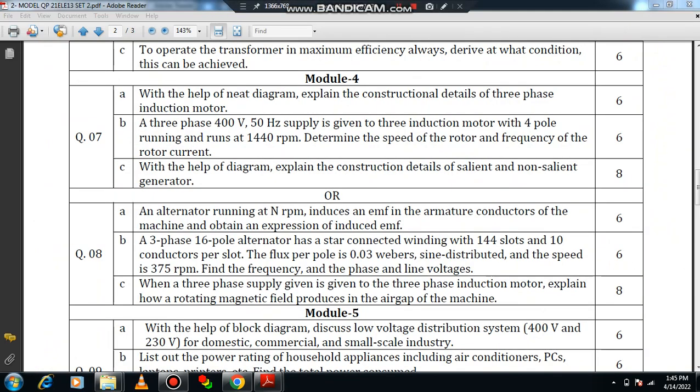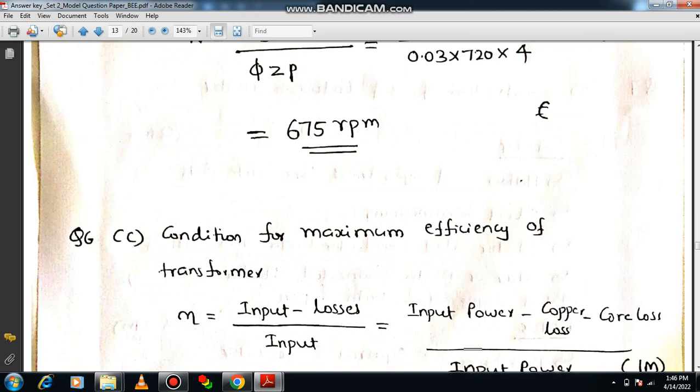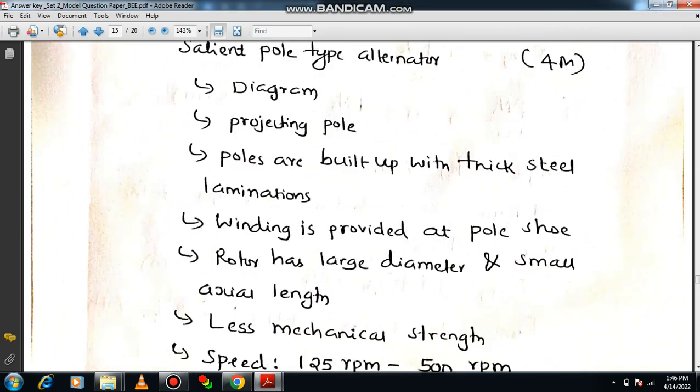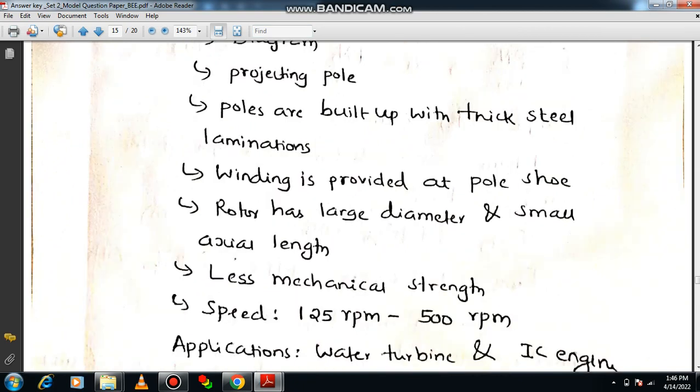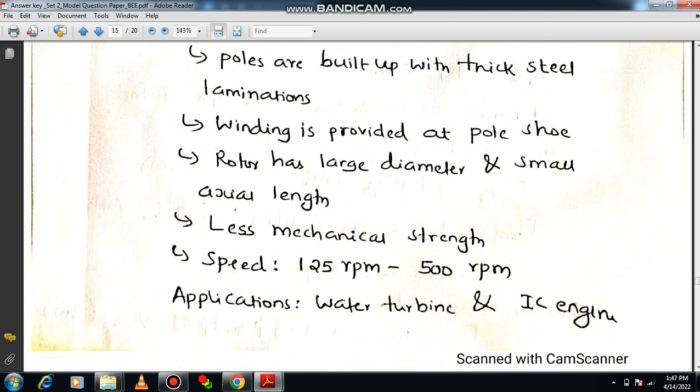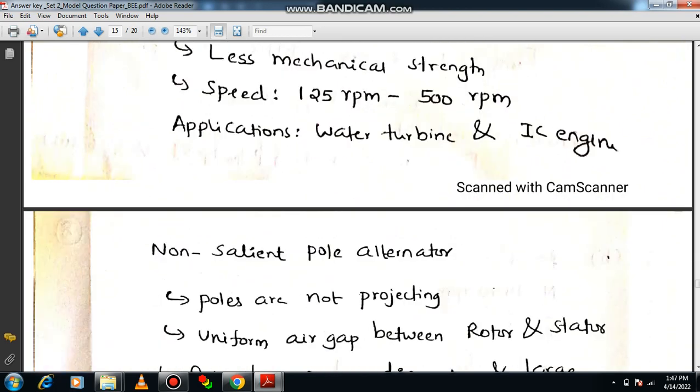Another important question, most repeated question. With the help of a diagram, explain the construction details of salient pole type and non-salient pole type synchronous generator or alternator. So how to answer this? I am going to show you how to answer this. First of all, talk about the salient pole type alternator. Draw the diagram. Mention that it's a projecting pole. Then poles are built up with thick steel and with suitable laminations. And you have to mention that it has a large diameter and small axial length. Mention the low speed range applications respectively.